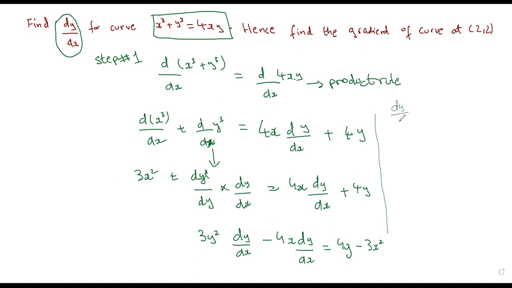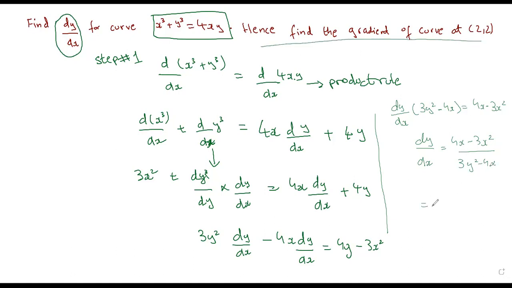And now I can take dy by dx common over here. I'll write 3y square minus 4x equals 4y minus 3x square. So dy by dx is 4y minus 3x square divided by 3y square minus 4x. And we had to find the gradient at this point, so I'll simply plug in 2 and 2. This would be 4, this is 3, this would be 4 minus 4 into 2. And we have to simplify it.